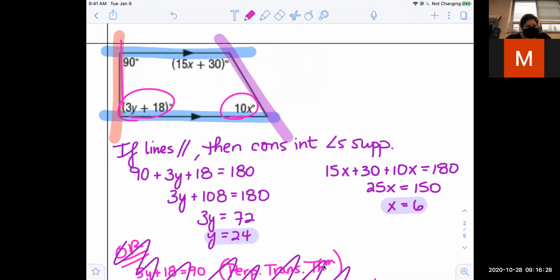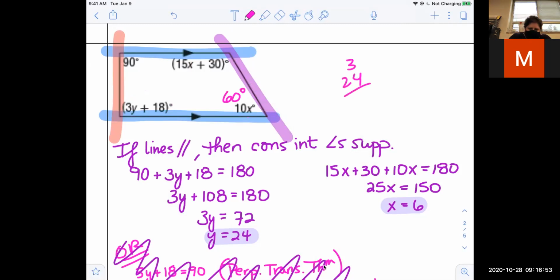Are these lines parallel? No, that means that they will not be supplementary. The only way that the consecutive interior angles are supplementary is if the lines are parallel. So if we actually went back through and plugged in the values of x and y, we'd be able to tell. For example, put in x equals 6, that would make this one 60. 3 times 24 is 72, I think.